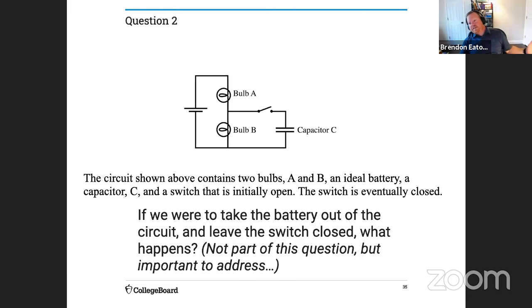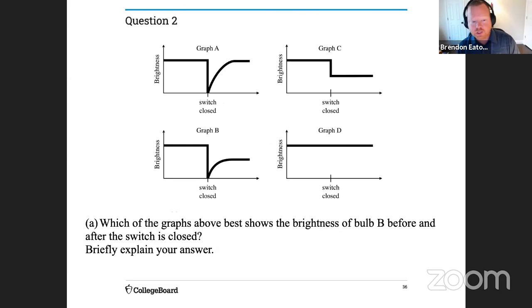Okay, now part A, we're finally at part A. I did take 2 or 3 minutes just to figure out what happens if I change different parts of that circuit. Not a big deal. You might have time to think yourself through that before you start looking at what the individual sections of the questions are actually asking you. All right, so on the next slide, we've got section A, and it says, which of the graphs above best shows the brightness of bulb B before and after the switch is closed?